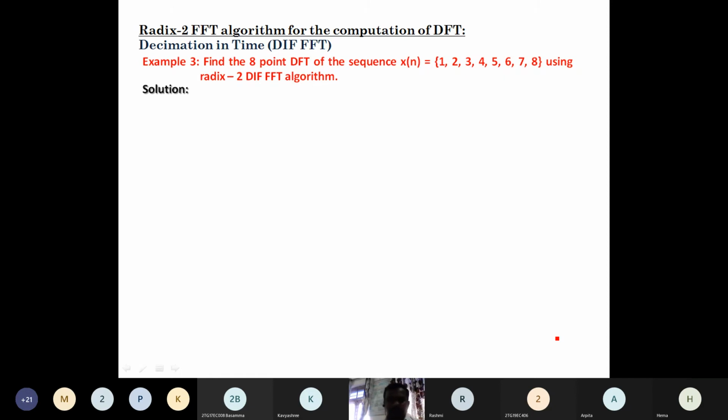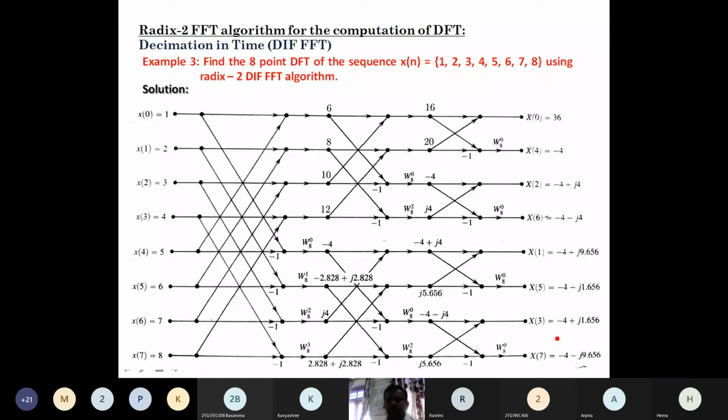Yes, I have all the calculated values. 8 point has 3 stages. First 8 point DFT, second stage 4 point DFT, third stage 2 point DFT. So 2 point DFT means first line with second line, 4 point DFT means first line with third line, 8 point DFT means first line with fifth line. Okay, purely half of first line with second line, like that.